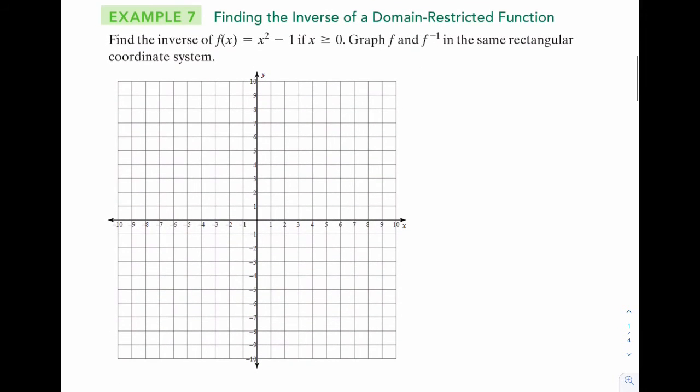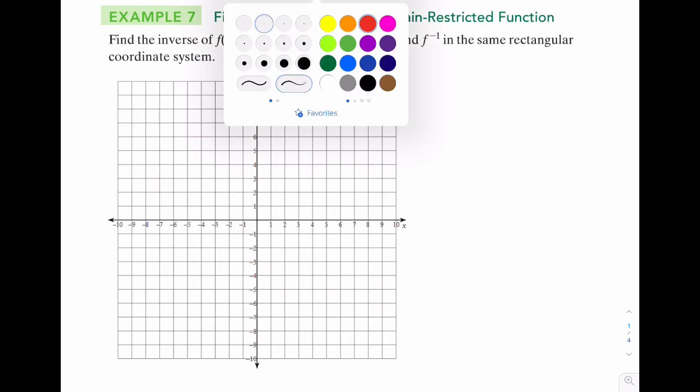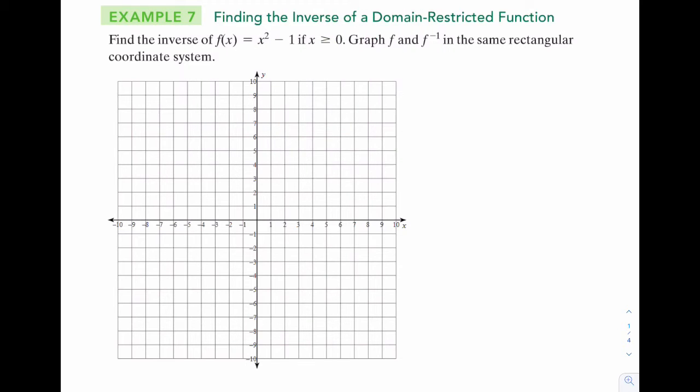Now we're going to do a little harder question. Find the inverse of x squared minus 1, and I want you to highlight this. This is actually quite important. And then it says graph it in the same coordinate system. So notice how that gives you a restriction. That is actually super important, because if I were to graph it without it, it would look something like this.